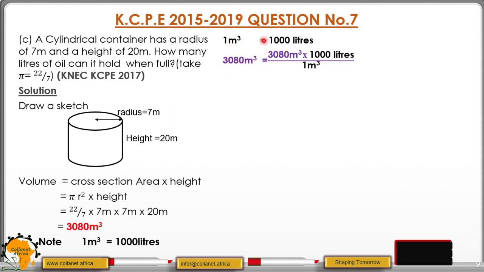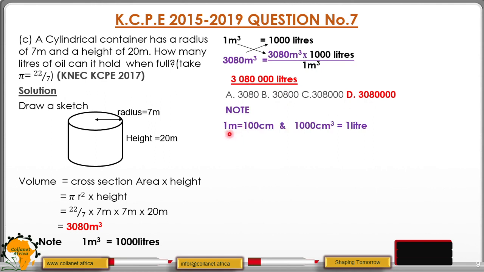So you do a cross multiplication. 1 meter cubed is equal to 1,000. You place 3,080 meters cubed on this side, then you multiply. The 2 will go to the numerator, while this one alone will come to the denominator. So when you multiply, you're going to get 3,080,000 liters. So the choice is D.